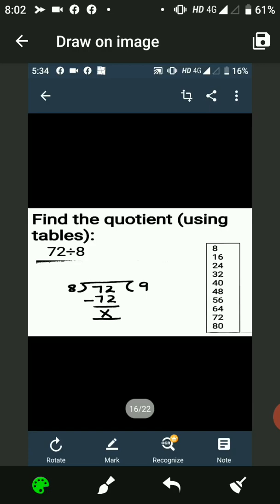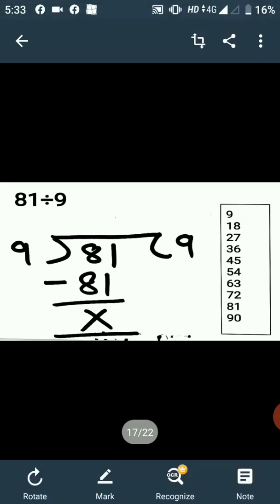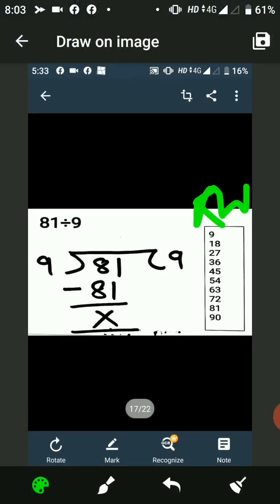Now see, 72 comes in which position in the 8 table? See, here it comes. Now you count the position: 1, 2, 3, 4, 5. It comes at 9. So 8 9s are 72. Clear? Now see another question. 81 divided by 9. When I divide 81 by 9, I will see what? Here the table is written. Again I have written the table. You have to write the table also. And now in the 9 table, 81 comes in the 9th position. So here comes 9. Clear?